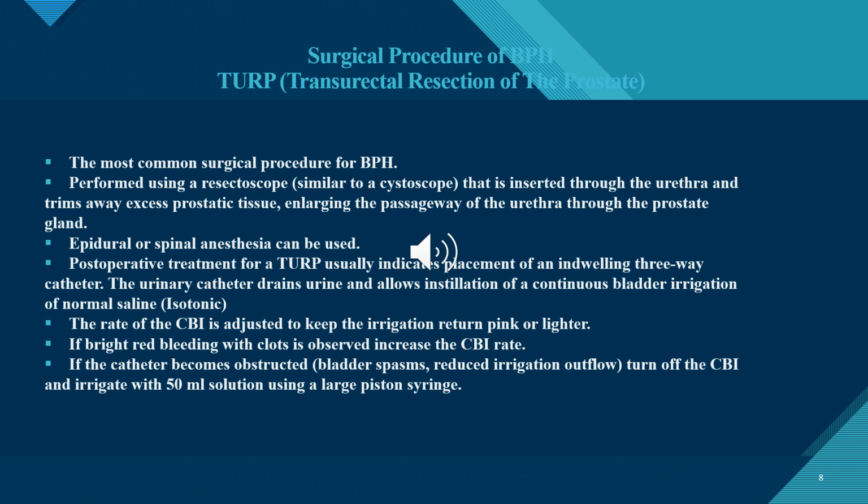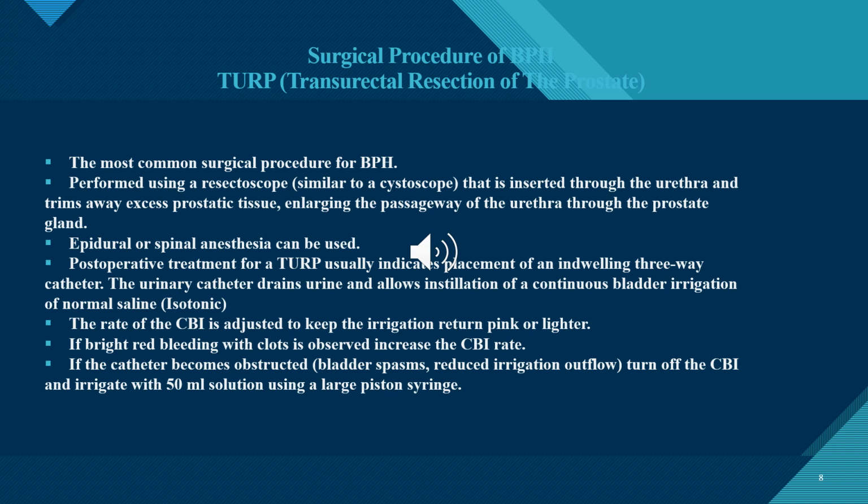Do not use any other product. Okay. Do not use dextrose. Remember that bacteria like sugar. So normal saline only. All right. The rate of the continuous bladder irrigation is adjusted to keep the irrigation return pink or lighter. So once the patient goes through the procedure and they start irrigating the patient, the return or the outflow should be pink or lighter. Okay.